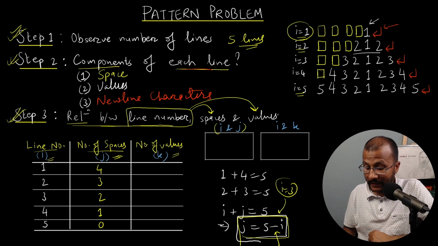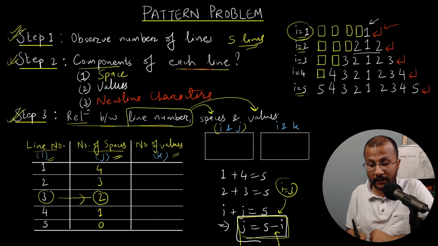Okay, how many spaces are there in line number 3? I just write 5 minus 3. 5 minus 3 is 2. So in line number 3 there are 2 spaces. So using this formula, you can actually do a mapping between number of spaces and line numbers.